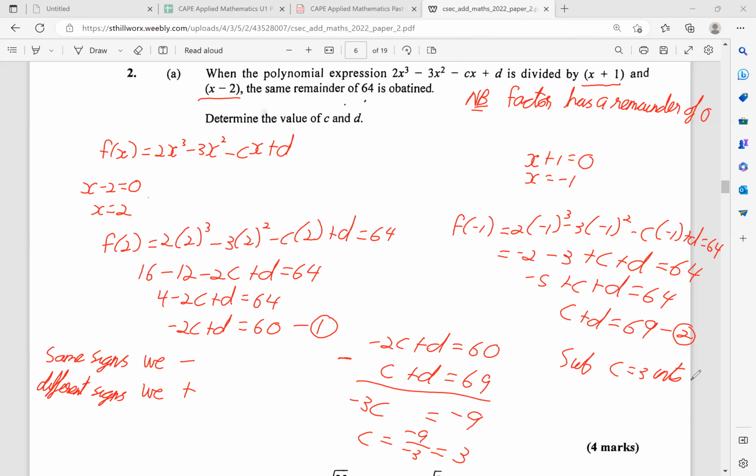c plus d, 69. 69 minus 3, which is 66. And just to be safe, what I do, my students know this, I box off my answer. You see how my working is not clear, like it's all over the place? It's going to happen because you're writing on the paper. To avoid any kind of confusion, I box off my answer. So I'll put, okay, C is 3, D is 66.